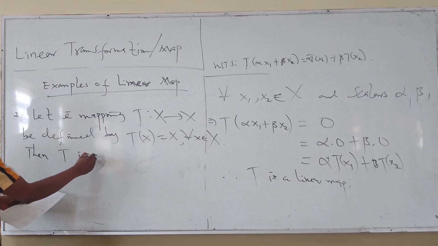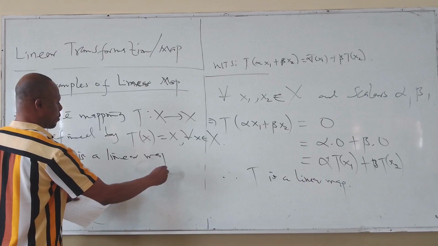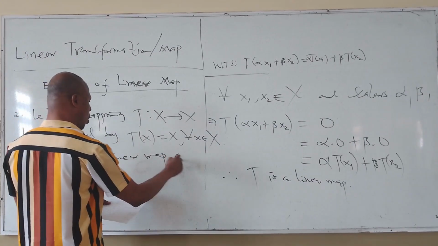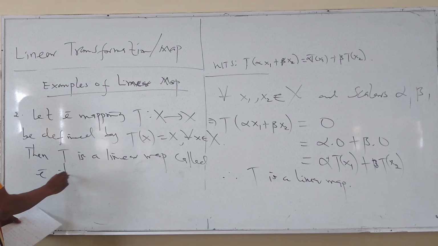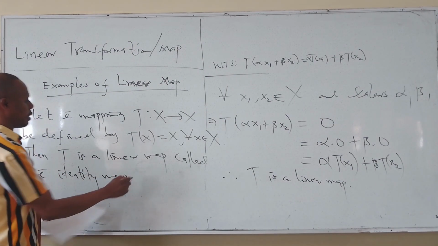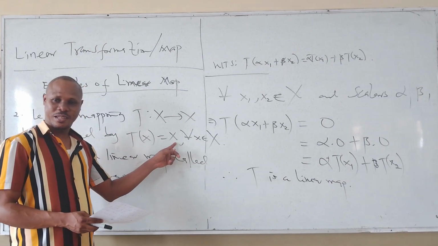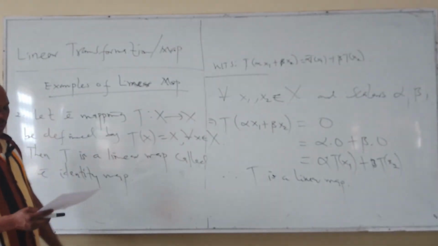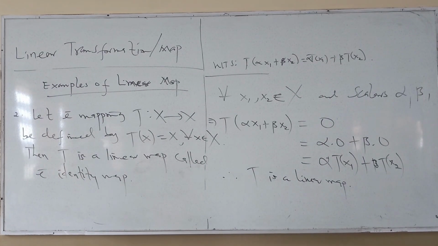T is a linear map called the identity map. Identity map, right? Because T of x is given as the x back. Okay. So we term it as what? The identity map.